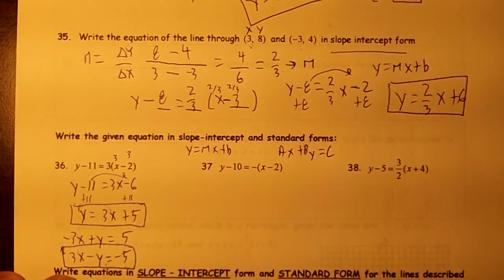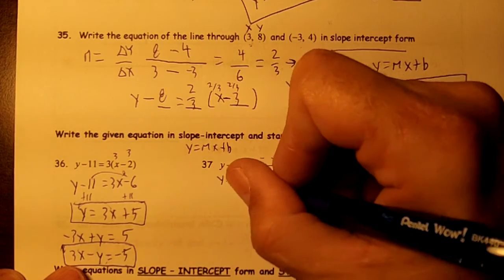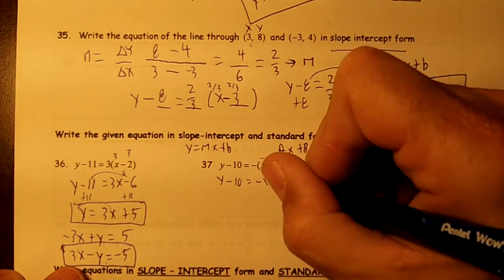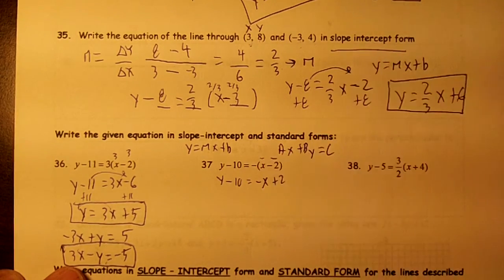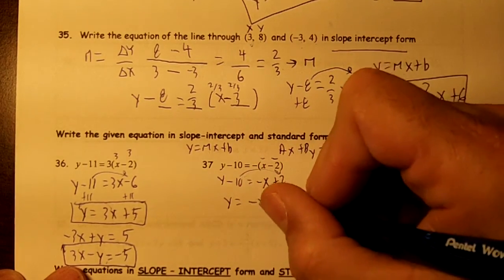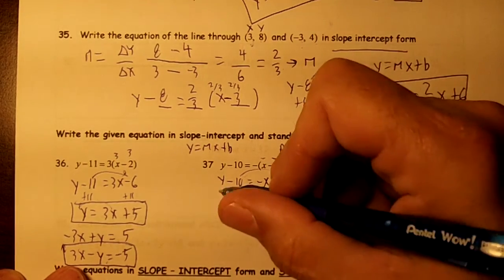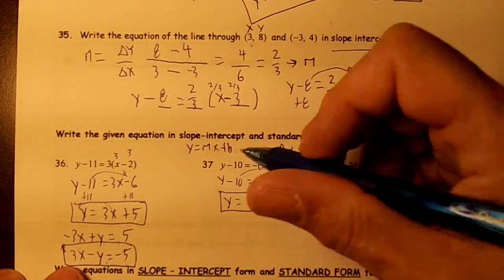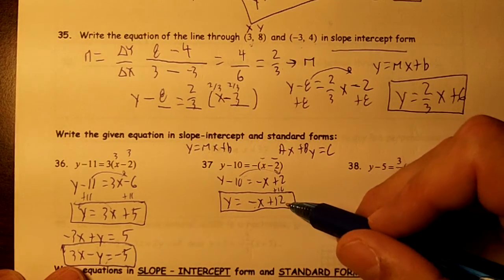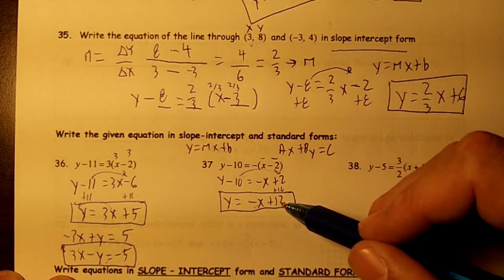Got to. Okay, so right here, let's get rid of the negative. So we got y minus 10 equals negative x plus 2. I'm going to move the 10 across. I'm going to get y equals negative x plus 12. I'm going to add the 10, aren't I? So this right here is my slope-intercept. So my slope would be negative 1 and my y-intercept would be 12.